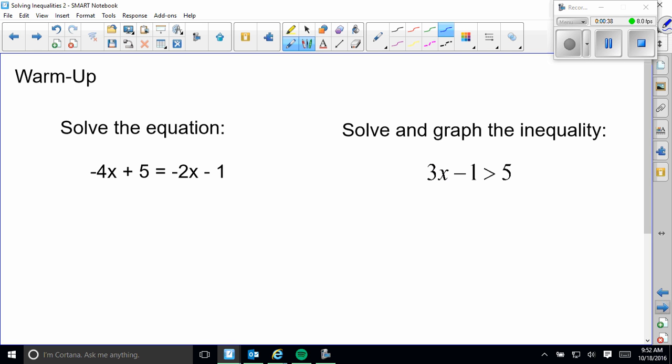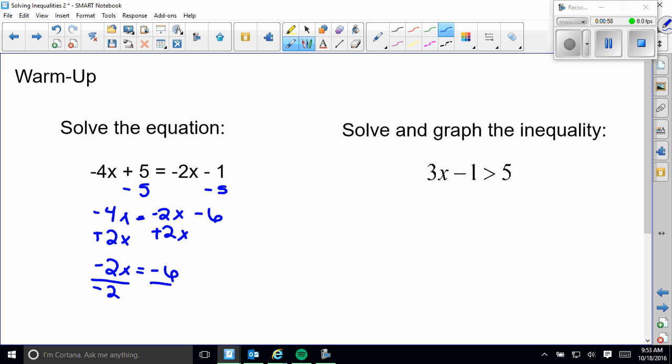Hopefully now that you've solved these, if we were to solve the equation, we would have subtracted 5 from both sides. And then added 2x. There, we would divide by -2, and x is equal to 3.